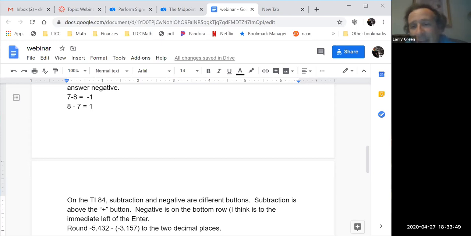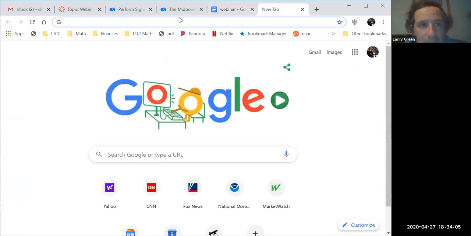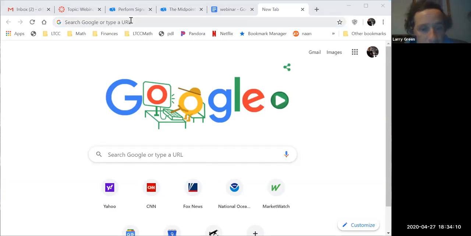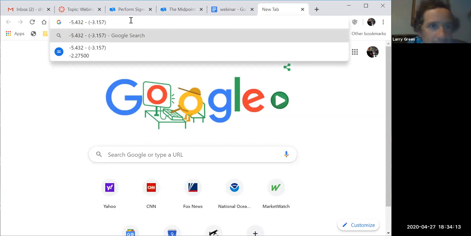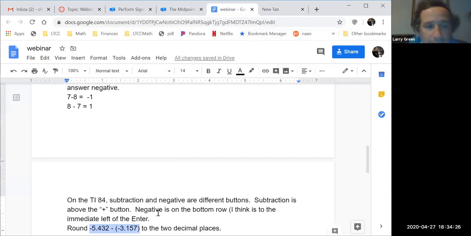Okay, so again, if you have the 84, I would recommend trying it. I don't have it with me, so I can't show it to you, but what I can do is show you on the computer. Okay, any questions so far? So Google's really easy. I'm just going to copy it, pop onto a new tab, paste it in the search bar, and there's our answer: negative 2.27500. So let's write that out.